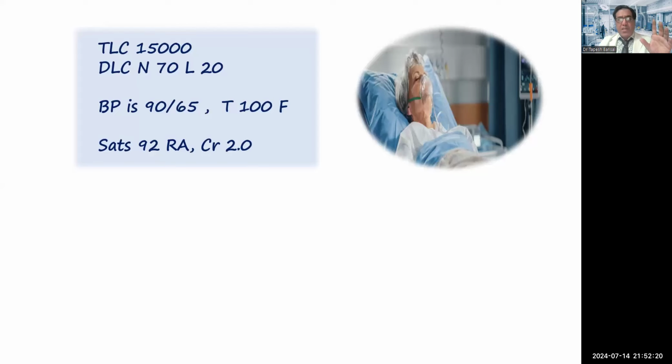So this is another patient here. Now here, TLC is 1500, DLC is normal, and the blood pressure is low, temperature mild, SATs low, creatinine 2. So what is the first diagnosis? First diagnosis is sepsis, right? Okay. What else can it be? Can it be anything else?